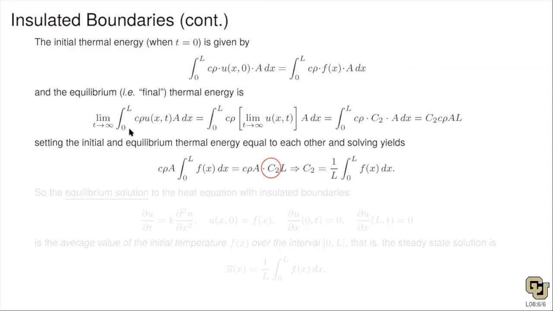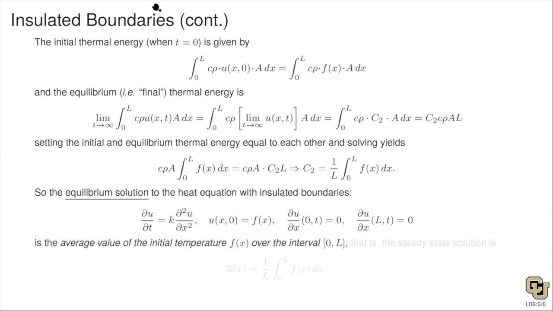Solving for C2, and remember C2 is the final equilibrium temperature. That was our U bar of X equals C2. We get C2 is this formula: 1 over L integral from 0 to L of f of X dx, which we know from calculus to be the average value of the function. So here with insulated boundaries, after a long time, we expect the equilibrium solution to be the average value of the initial temperature f of X, as a function of the length of the rod.